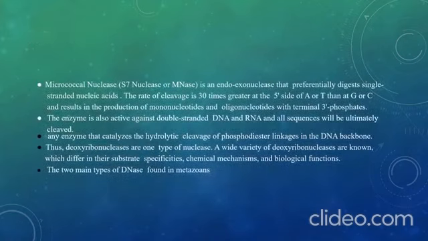Micrococcal nuclease is an endonuclease that preferentially digests single-stranded nucleic acids. The rate of cleavage is 30 times greater on the 5' side of A or T than G or C, and results in the production of mononucleotides and oligonucleotides with 3' phosphates.